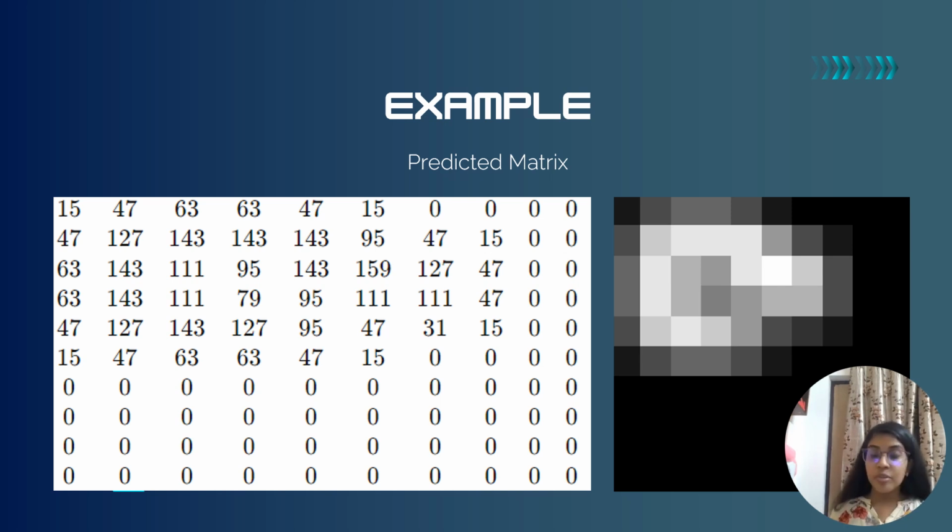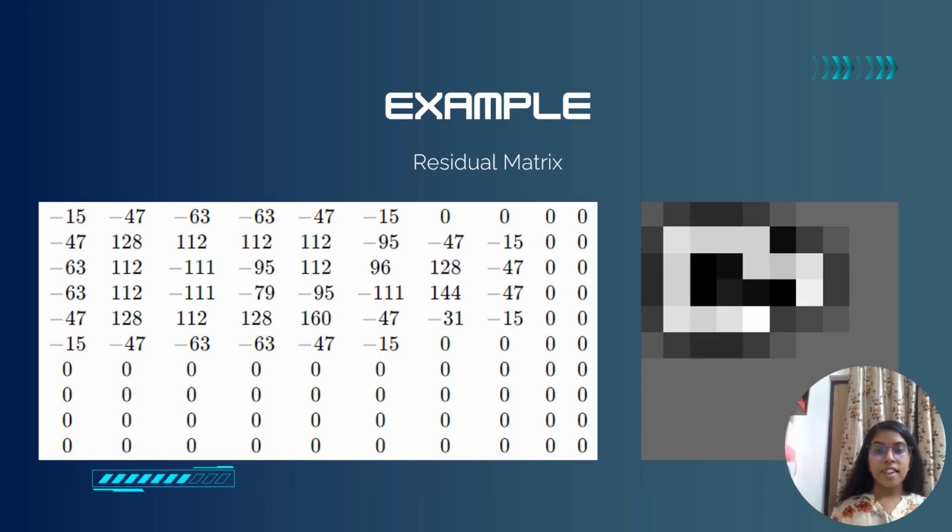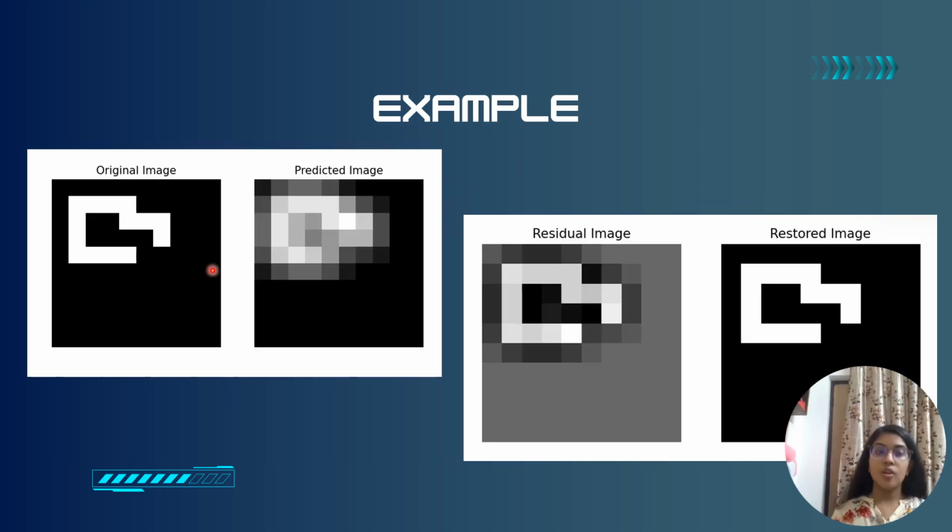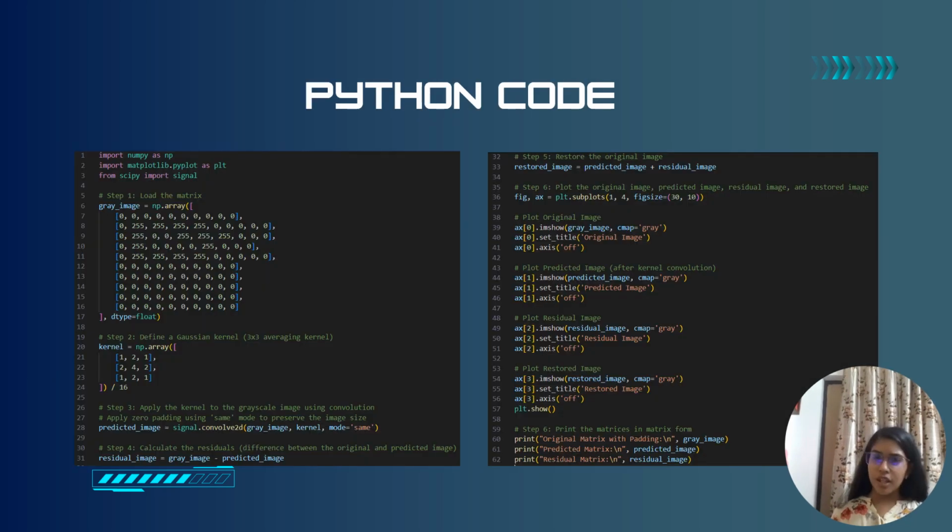After performing convolution over the entire image, we obtain this final predicted matrix, and this is the matrix in image form. Then we calculate the residual matrix, which is basically the original matrix minus the predicted matrix, and this is the image form of the residual matrix. So we have the original image, the predicted image, the residual image, and the restored image, which is simply obtained by adding these two again.